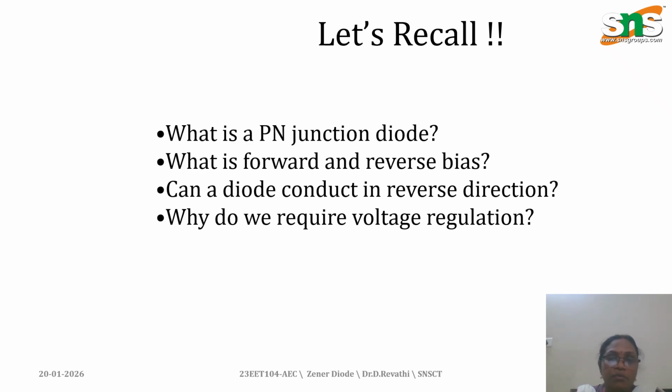If you connect both P-type material and N-type material, it is called a PN junction diode. Forward bias means the P-type material is connected to the positive terminal of the battery and the N-type material is connected to the negative terminal of the battery. Reverse bias means the P-type lead is connected to the negative of the battery and the N-type lead is connected to the positive terminal of the battery.